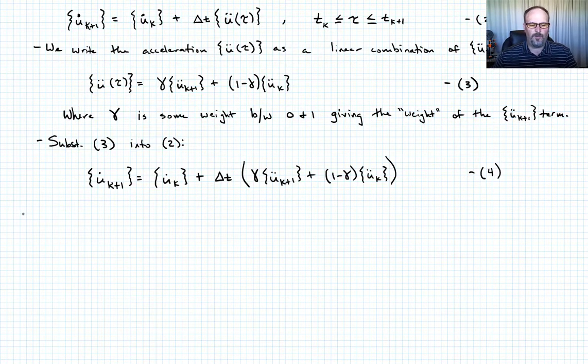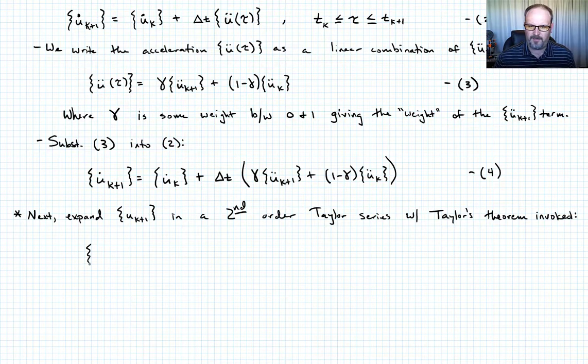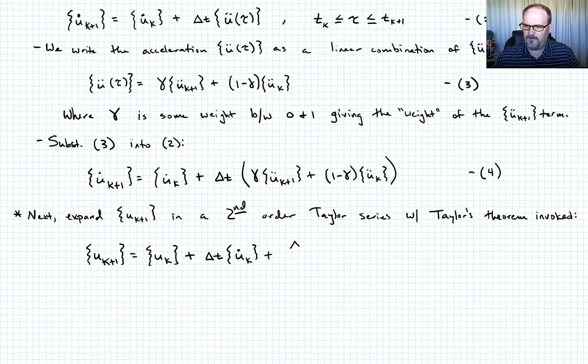So next, we're going to take the displacement at u of k plus 1. We're going to expand it in a second order Taylor series, and then invoke Taylor's theorem again. So when we do that, we have that u of k plus 1 is going to be equal to, of course, u of k, right? And then our first order term, which will be plus delta t times u dot evaluated at k. And then plus, now we have delta t, the quantity squared, over 2.